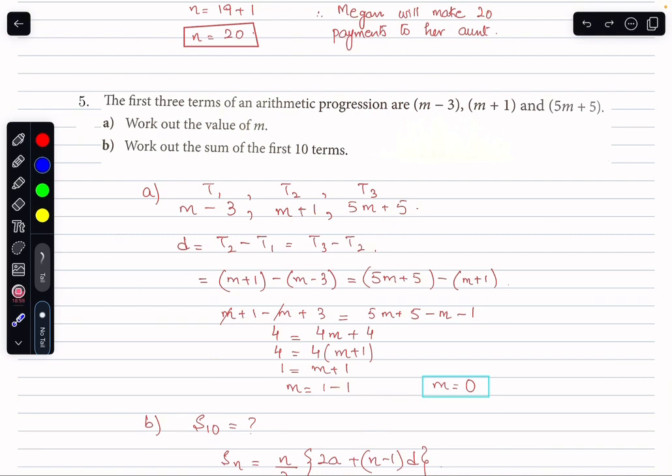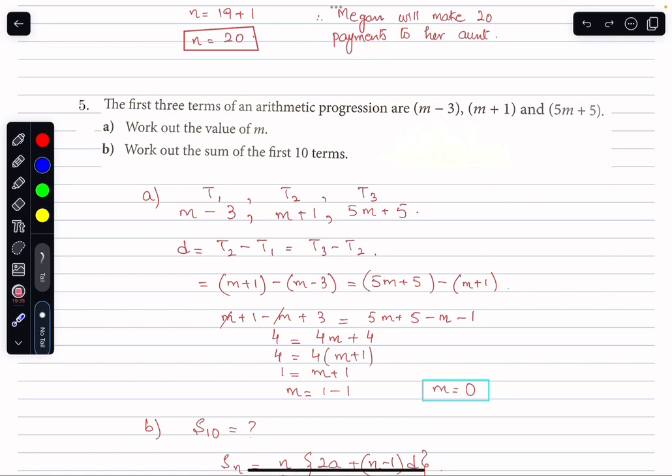Solving them, it's m plus 1 minus m plus 3, which equals 5m plus 5 minus m and a minus 1. m and m get cancelled. I'm left with 4, which equals 4m plus 4. 4 can be taken common. So 4 equals 4(m plus 1). 4 divided by 4 equals 1, which equals m plus 1, or m equals 1 minus 1, giving us the value of m, which is equal to 0. So this is the value of m that we can have for this question.